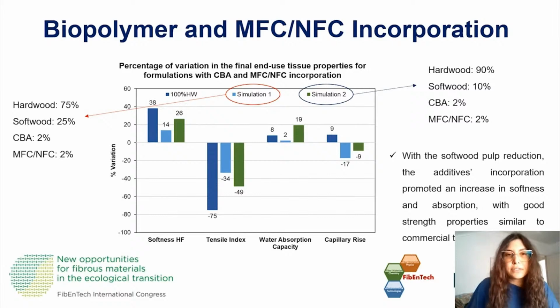The conditions of simulation 1 are presented here on the left, and the conditions of simulation 2 are presented here on the right. The difference between them is the incorporation of hardwood and softwood pulps. The result indicated that with the softwood pulp reduction here in simulation 2, the additives incorporation promotes an increase in softness and absorption with good strength properties similar to commercial tissue papers like toilet papers.